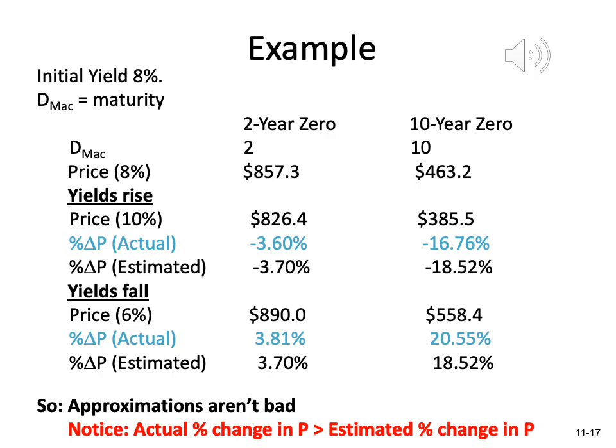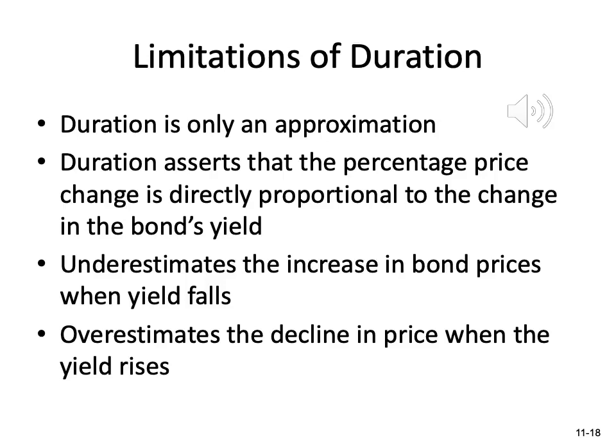Well, as you can see, our approximations are pretty good, but the actual percentage change in the price is always going to be higher than the estimated percentage change in the price. So we need to pay attention to the limits of duration. Duration is only an approximation of the percentage change in the price, and this is a linear relationship. It will underestimate the increase in the bond price when the yield falls, and overestimate the decline in price when the yield rises.